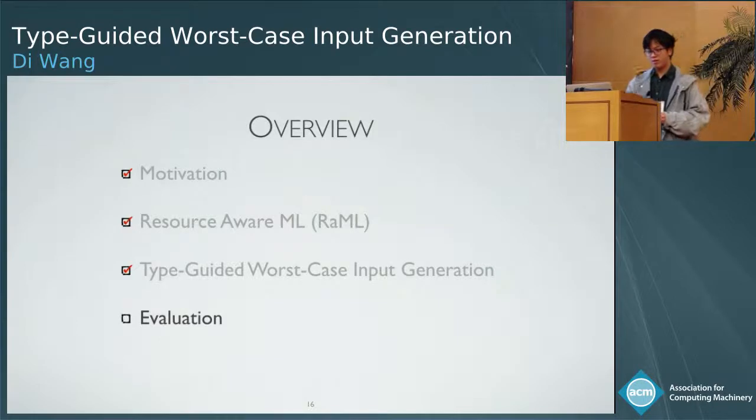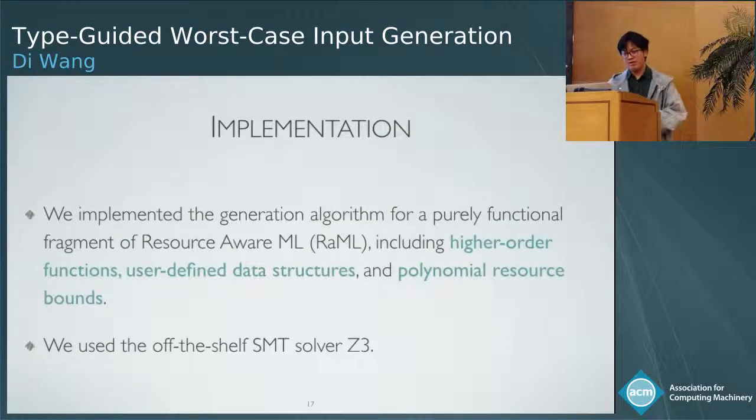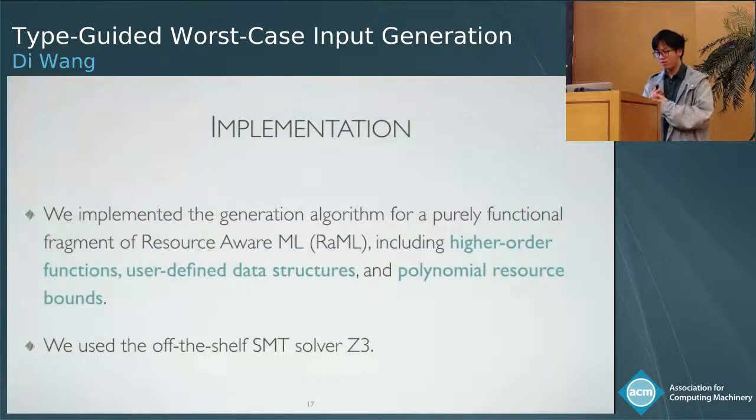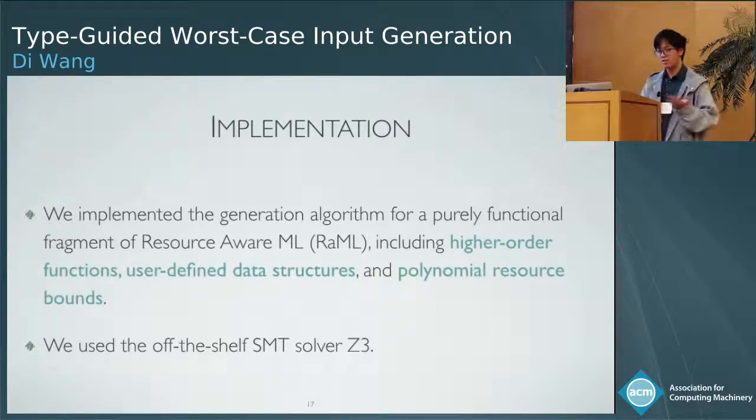And we have talked about resource-aware ML and our type-guided worst-case input generation based on that. Now I'll proceed to talk about evaluation. We implemented the algorithm to be integrated into resource-aware ML, with support of some very useful features like higher-order functions, user-defined data types, and polynomial resource bounds. And we use the off-the-shelf SMT solver Z3, thanks to Microsoft.